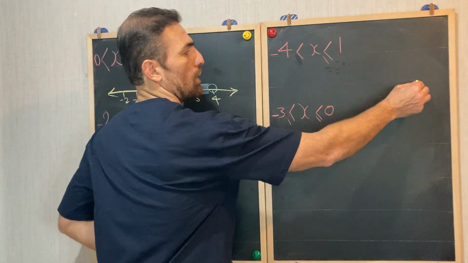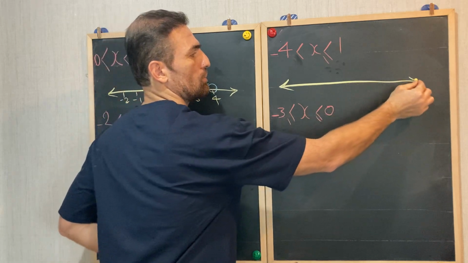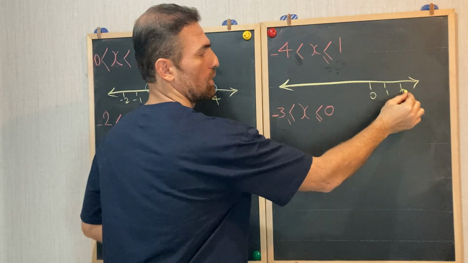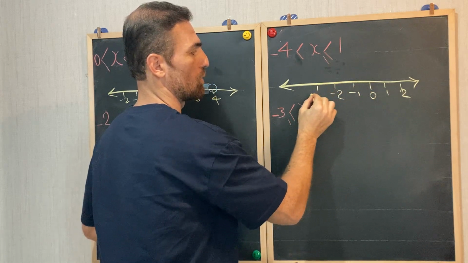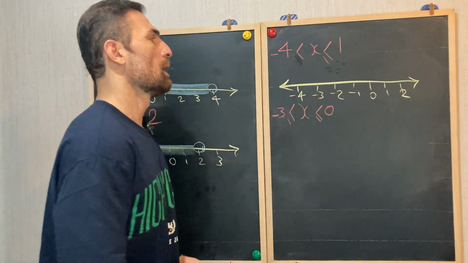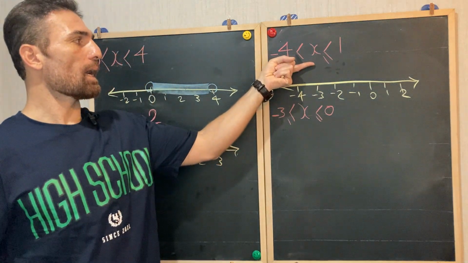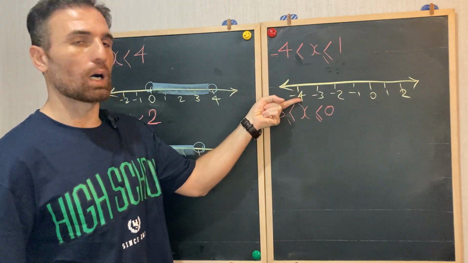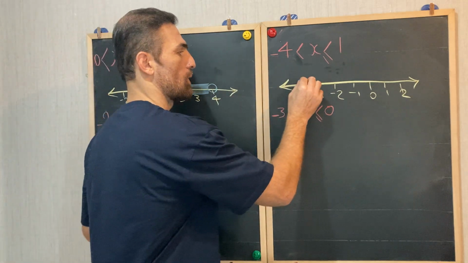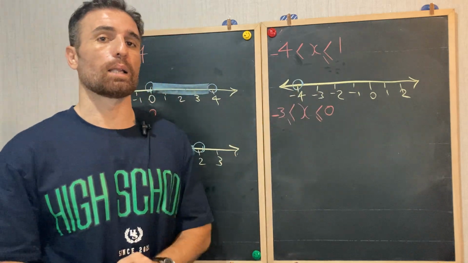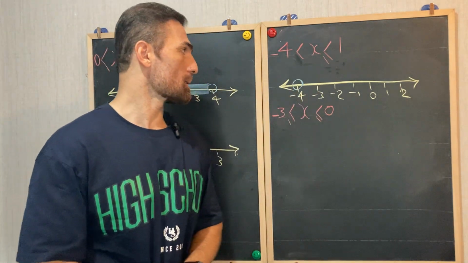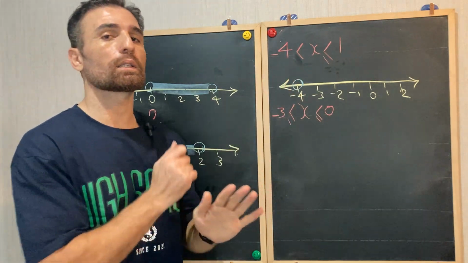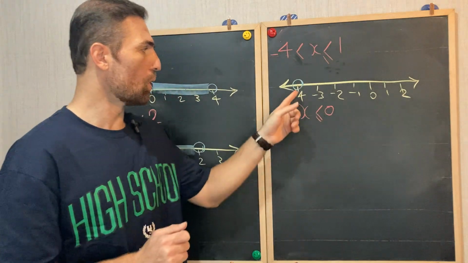First step, a number line. Show the numbers on this number line: 1, 2, -1, -2, -3, -4. Let's start with this part. It says x is greater than -4. I find -4 on this number line and graph a circle above the -4. This circle must be a solid circle or open circle. Absolutely an open circle because it is greater than -4, not equal to -4, open circle.